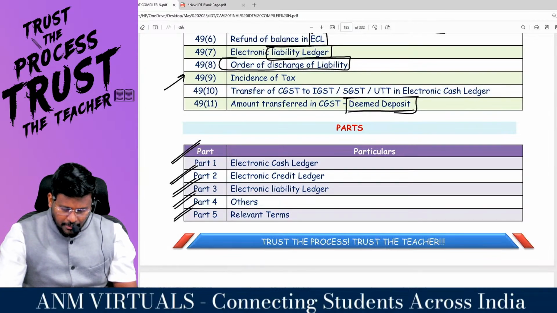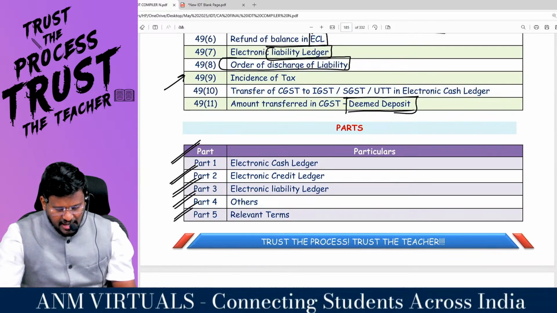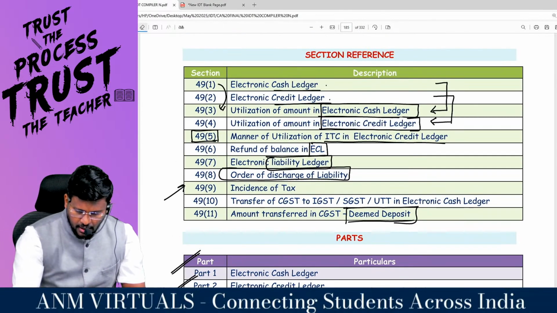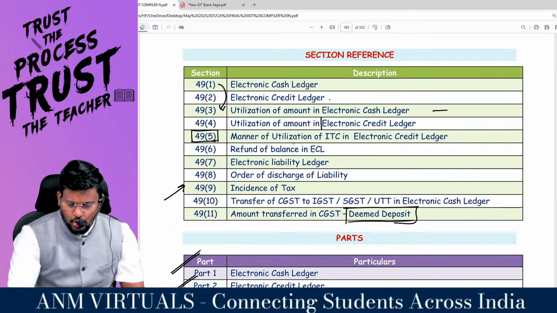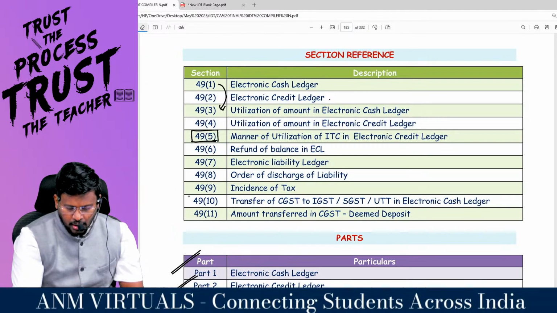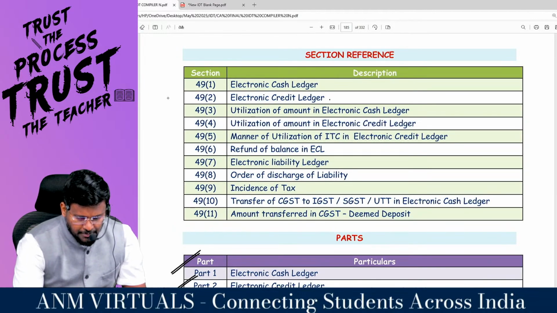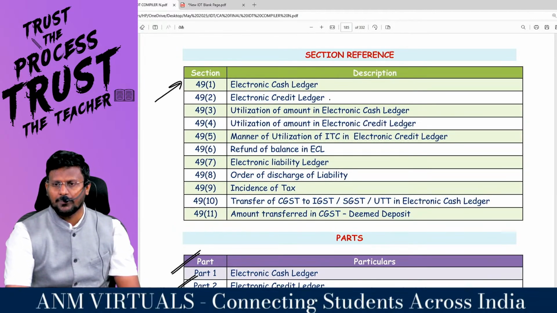Part number 3 is electronic liability ledger. Part number 4 is others. And part number 5 is relevant terms. Comfortable, sir? So when you see, by discussing those 5 parts, automatically all the subsections we will be completing, my dear lovable students. In that, 49 subsection 1 is electronic cash ledger.